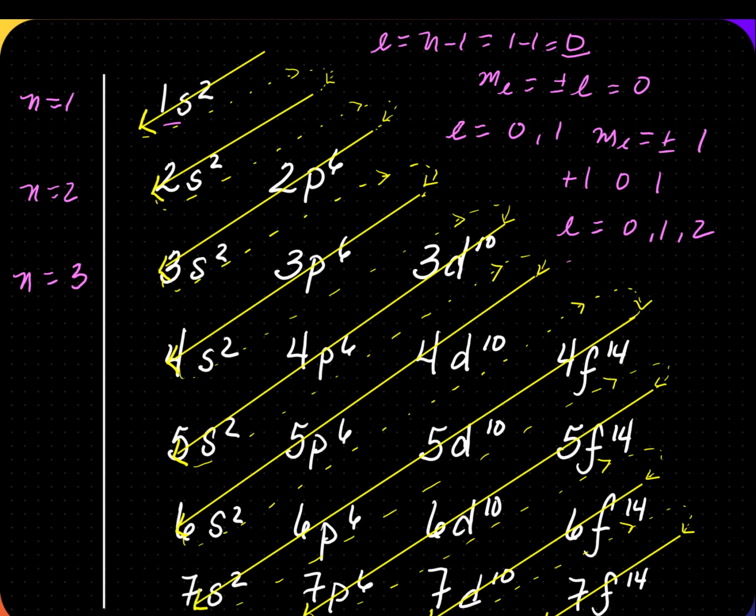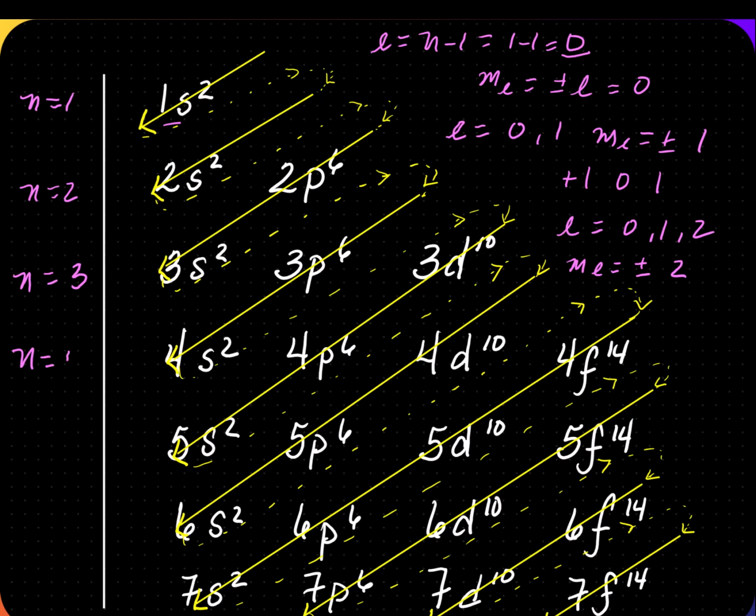If I find the number of orbitals, it is plus or minus 2. So the range is plus 2, plus 1, 0, minus 1, minus 2, which gives you 5. So 5 orbitals can hold a maximum of 10 electrons.